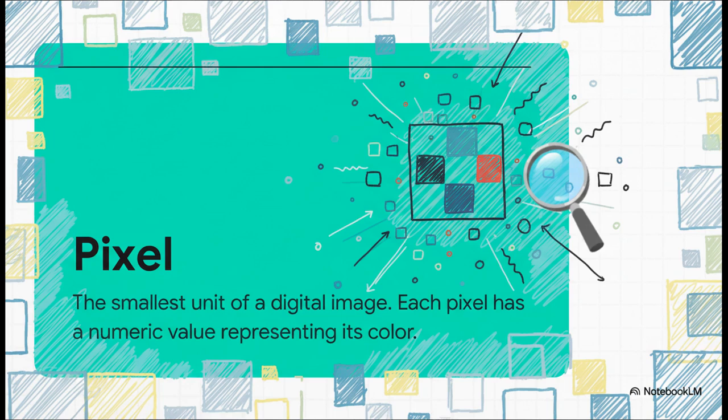Which brings us to the absolute most fundamental building block of every single digital image, the pixel. Just think of it as one tiny little dot of light. Every photo, every video you've ever seen on a screen is just millions of these little dots, all arranged in a grid, each one with its own number for its color and brightness.